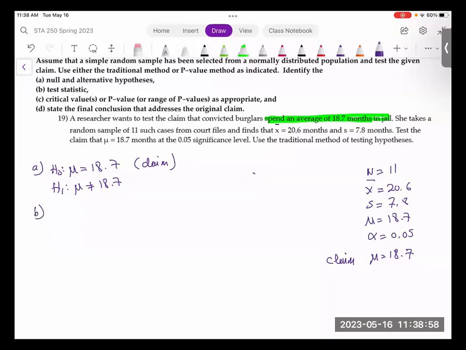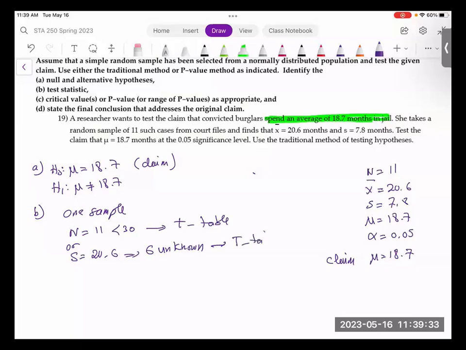Let's do B. So for B, I am doing one sample. And as well, I need to figure out whether Z or T, right? The N is 11, which is less than 30. This is good enough for me to go to the T table, right? Another thing, I could use this S here. The sigma is unknown, and this is going to give me the T table as well, right? So either statement is good enough to go to the T table.